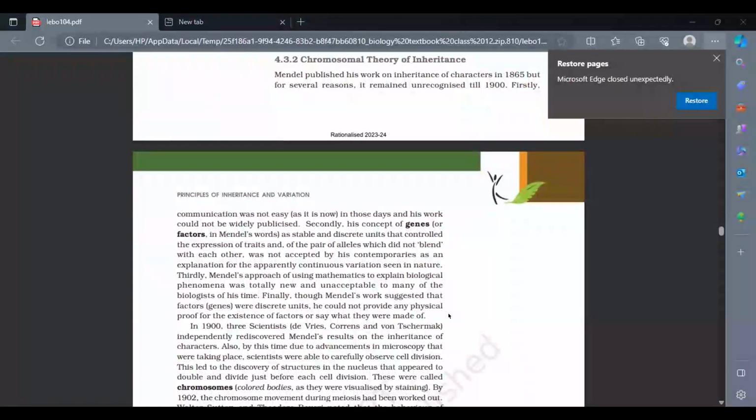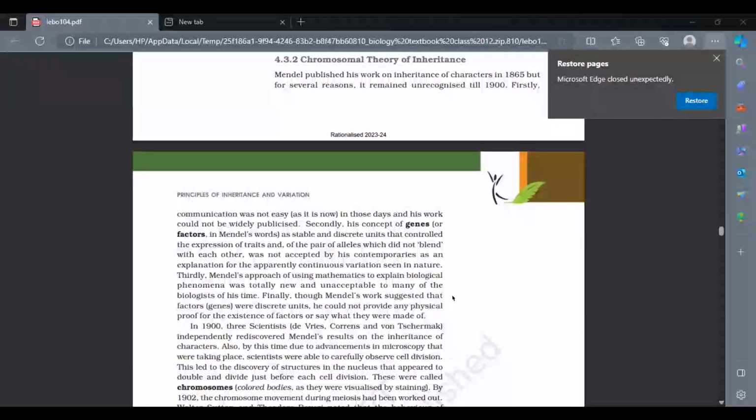The second reason why Mendel's work was required to be published once again was that the genes or factors in Mendel's work were stable and discrete units, and they do not blend with each other. So obviously, the blending of genes is not possible according to Mendel, but most of the scientists were not ready to understand this. How is it possible that we say the blending of a pair of genes is not possible? That's not the right thing to say.